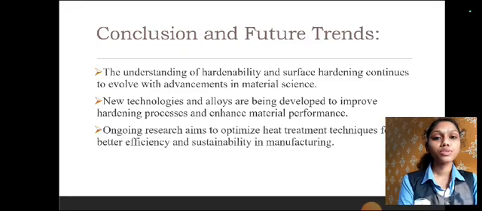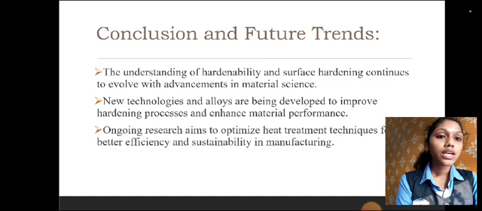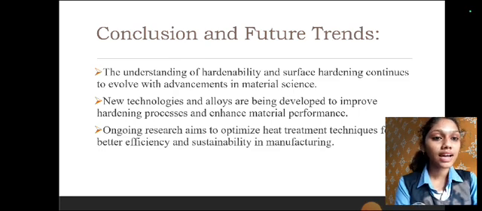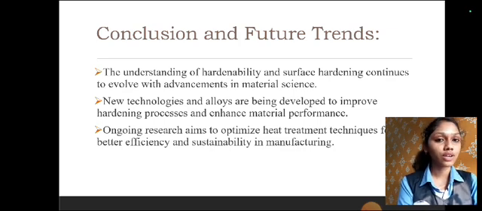Conclusion and future trends. The understanding of hardenability and surface hardening continues to evolve with advancements in material science. New technologies and alloys are being developed to improve the hardening process and enhance material performance. Ongoing research aims to optimize heat treatment techniques for better efficiency and sustainability in manufacturing.